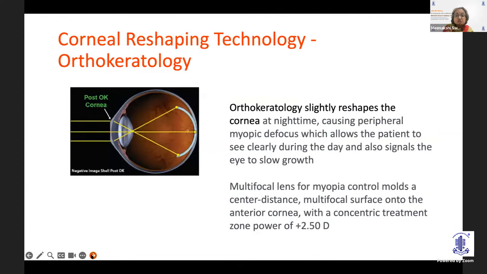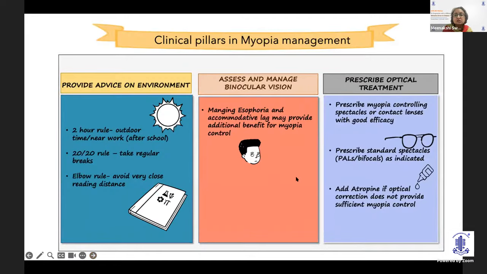And corneal reshaping technology is orthokeratology. So if you're asked in the Viva, what is this? Have you ever heard of it? You need to know. Here, the lens is worn by the patient in the nighttime, which reshapes the cornea and offsets the refractive error. It's not for very high refractive errors. That's the only limitation. So I'm going to go back and just revise.